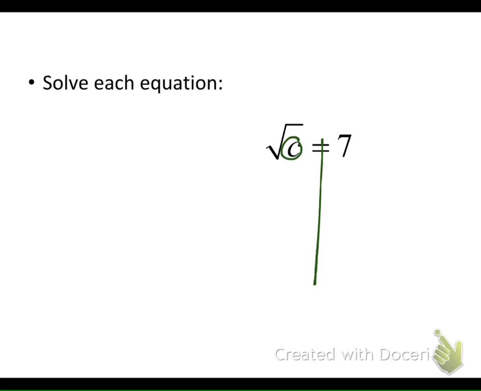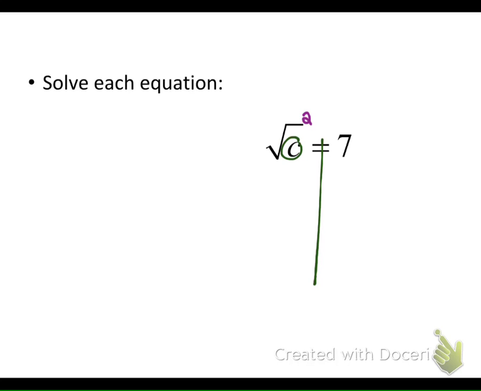But if I want to get this variable c by itself, what do I have to get rid of? What's attached to the c that I want to get rid of? The square root sign. What's the inverse operation of square root? You guys know it. We've talked about it all second triad. What's the inverse operation for square root? That little 2, what's that little 2 called? Squared. Good. So the opposite of square root is squared.